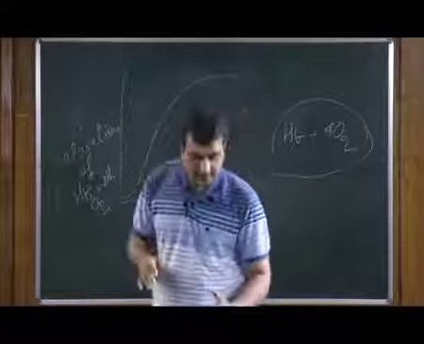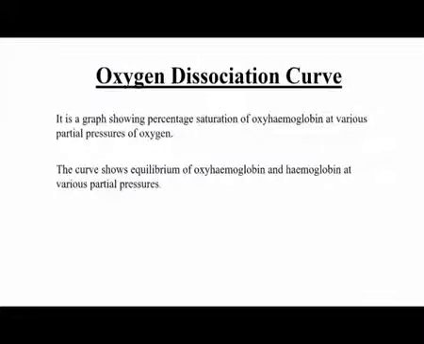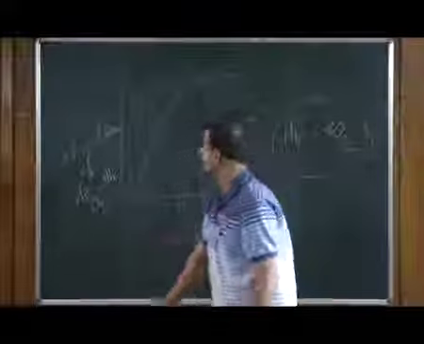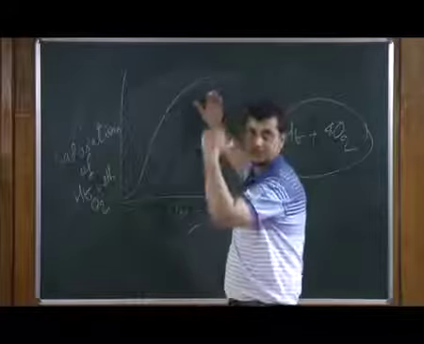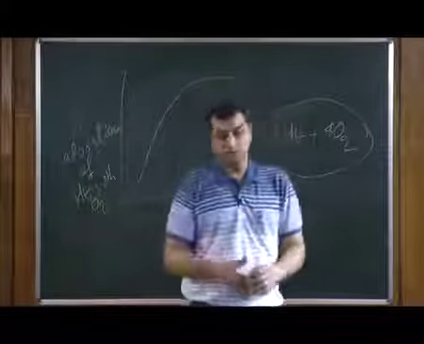If we try to dig out the terminology here, the curve shows the equilibrium of oxyhemoglobin and hemoglobin at various partial pressures, and the partial pressure of oxygen defines the binding capacity of the hemoglobin molecule. The sigmoid shape of the dissociation curve is because of the binding of oxygen to hemoglobin. As I discussed, when the first oxygen molecule binds to hemoglobin, it increases the affinity for the second molecule of oxygen to bind, and then hemoglobin attracts more and more oxygen. Definitely the highest capacity is 4, so there will be a complete saturation point after complete binding. So, this is about the oxygen dissociation curve, which we discussed in the class, just to summarize the whole phenomenon.